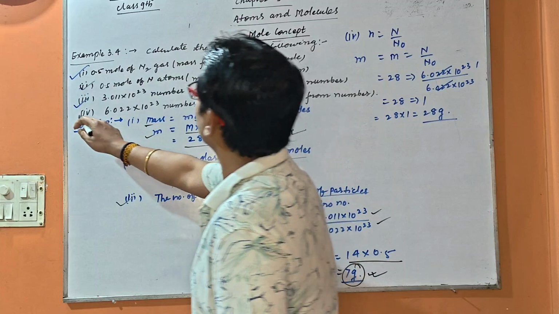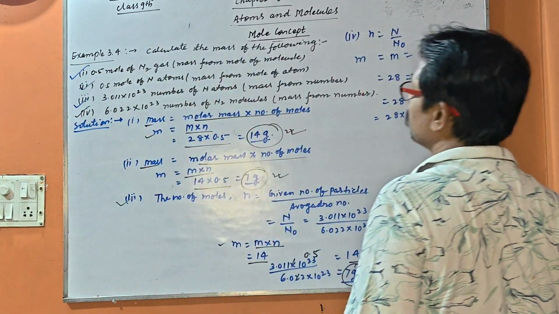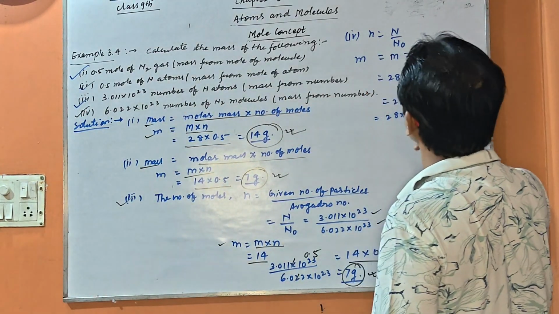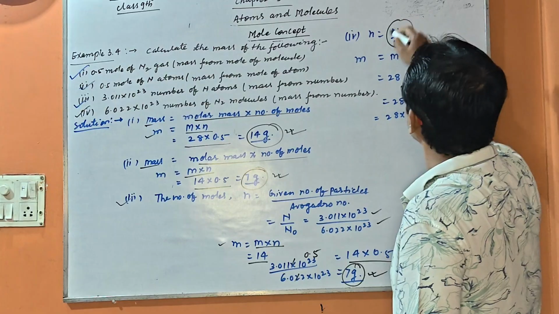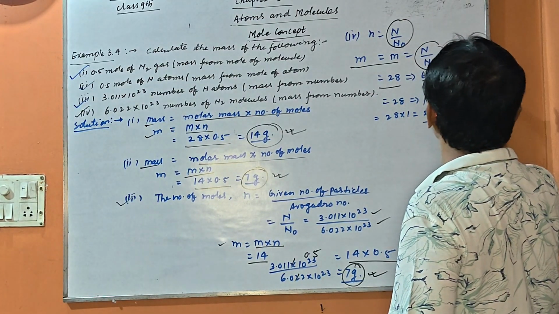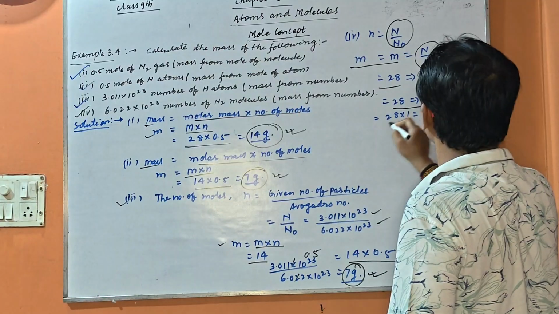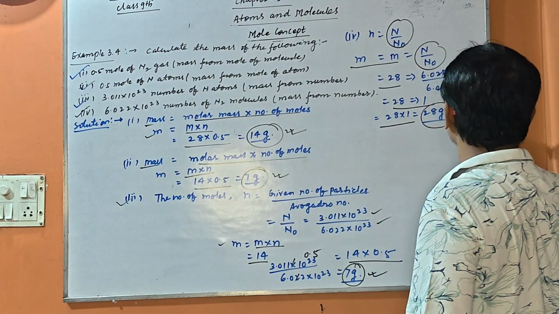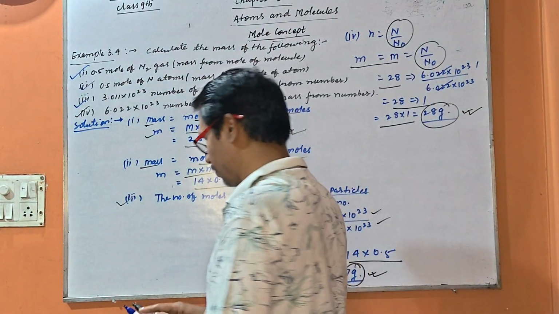Question number 4, 6.022 into 10 to the power 23 N2 molecules, mole from number. n is equal to N by N0. m is equal to M into N by N0. 28 into 6.022 into 10 to the power 23 by 6.022 into 10 to the power 23, that is 1. 28 into 1, 28 gram. So these are the things you have to remember.